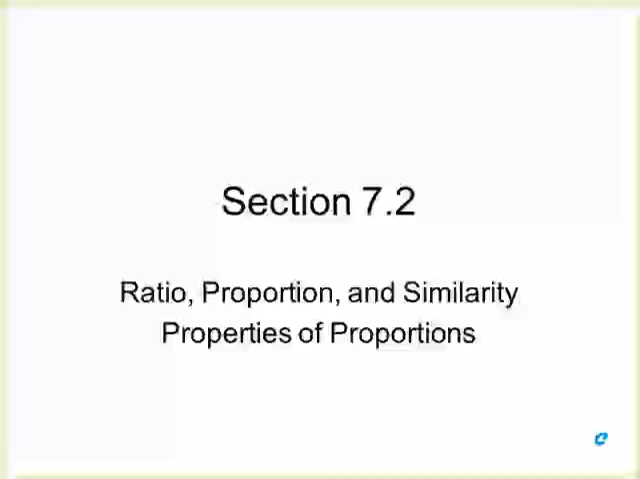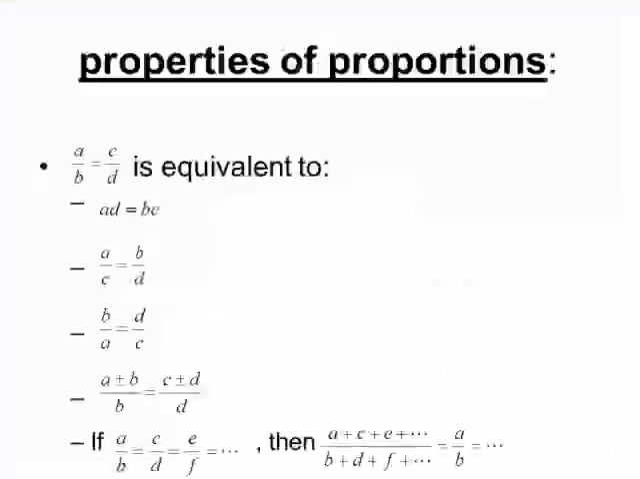All right, today, continuing in Chapter 7, we're going to talk about ratio, proportion, and similarity. Yesterday we talked about ratios and how we could reduce those down. Today we're going to talk about proportions. Yesterday we defined proportion. Yesterday we said that a proportion is when a ratio is equal to a ratio, or a fraction is equal to a fraction.